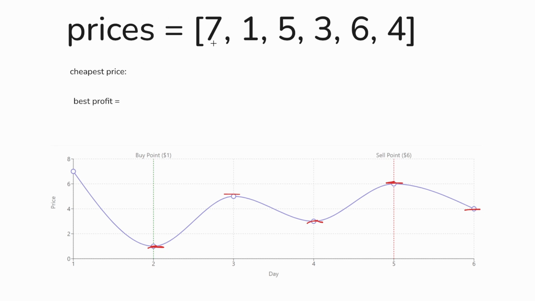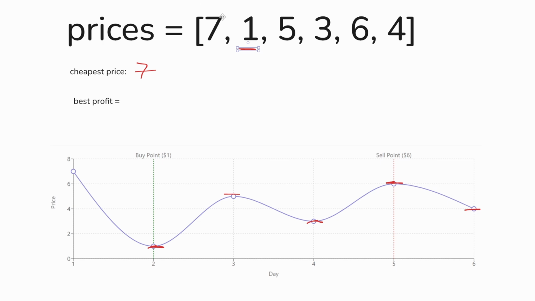So we're going to start off on day 1 as shown, and we're going to say, okay, what is the cheapest price as of right now? The cheapest price as of right now is going to be $7 because we just started on day 1. We haven't gone through any other stock prices from the prices array. And remember, we can't buy and sell on the same day, so we can't make any money yet. So we're just going to continue our algorithm.